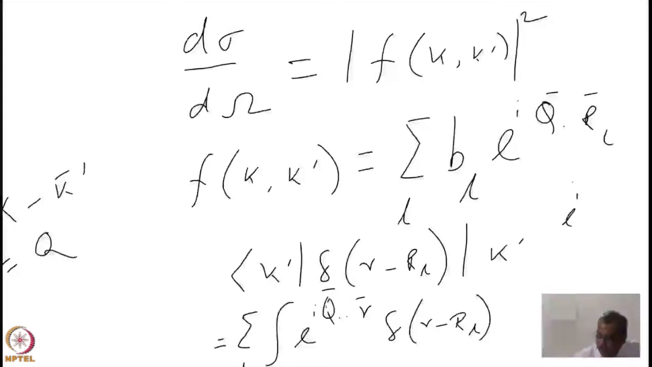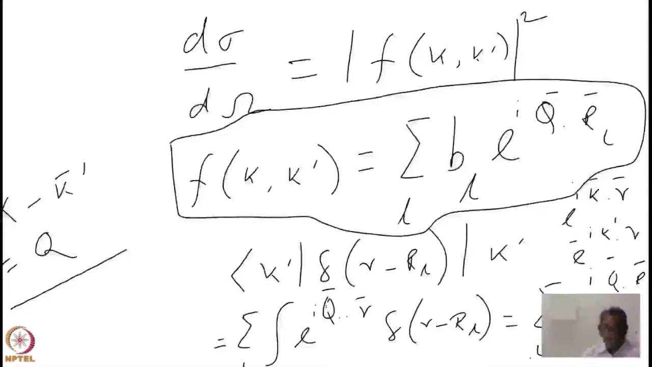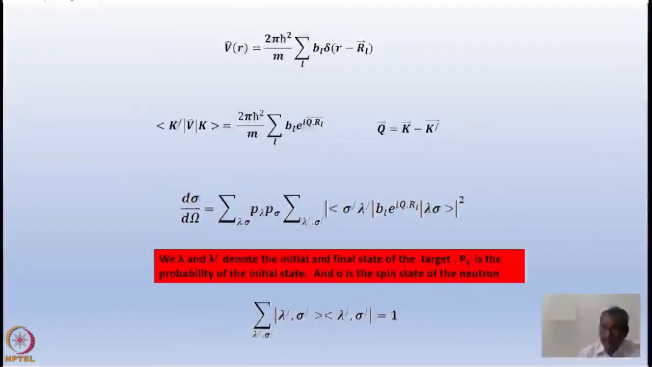Because e^{ik·r} was the incident wave function, and the outgoing wave function, its complex conjugate, was e^{-ik'·r}. So these two, when I put here, give me e^{iQ·r} delta(r minus R_L). Ultimately, along with the b, this integration becomes a sum over L of e^{iQ·R_L}, and V also has this b part. So this is what I showed you for the scattering amplitude part. So this is what it was, and dσ/dΩ is the square of that. And as I defined, k' V k is 2πħ² by m times the sum of b_L e^{iQ·R_L}, where Q is equal to k minus k' as I derived for you.